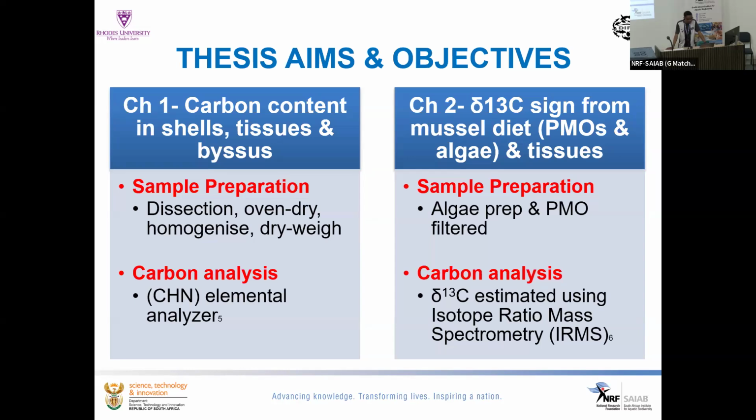The second aspect of the project will look at the isotope analysis from mussel diet as well as tissues. This will involve sample preparation, and then this will be analyzed using the isotope ratio mass spectrometer.